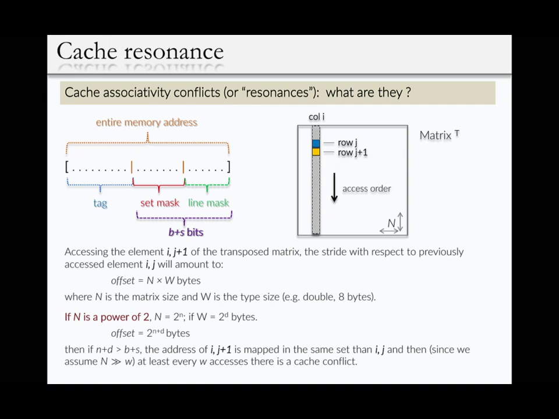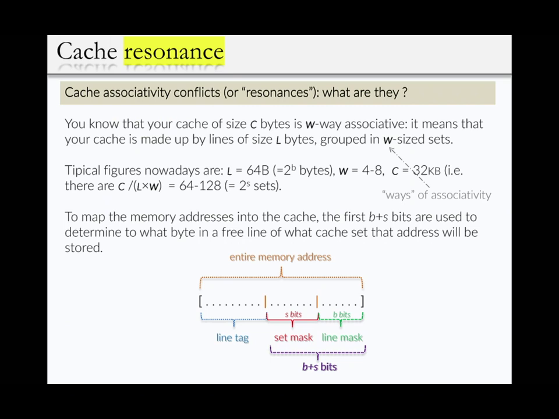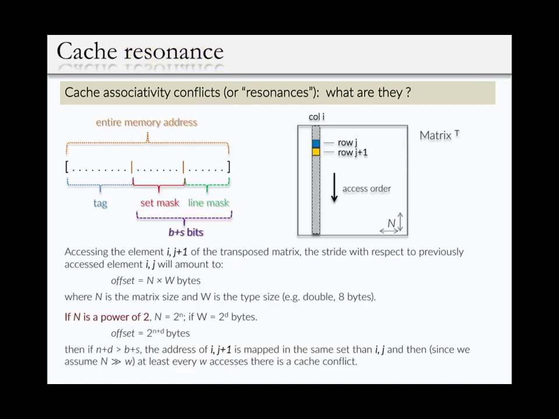So if n plus D is larger than B plus S, where B and S are these ones, the address of J and J plus 1 is mapped in the same set as IJ. Let's say that the blue point is here, and this is the yellow point, and they have the same set. It may happen by construction. It will happen actually, for sure.